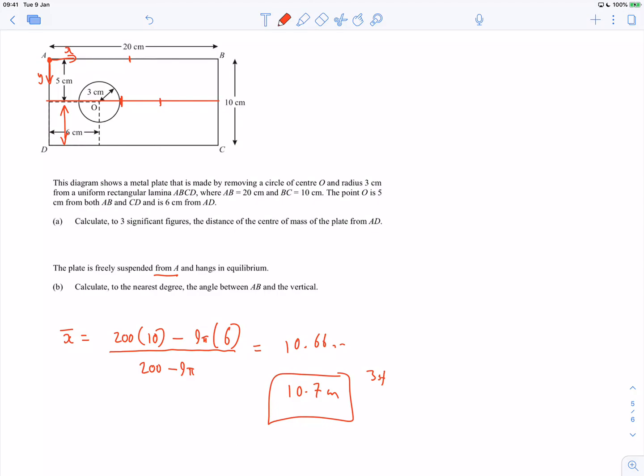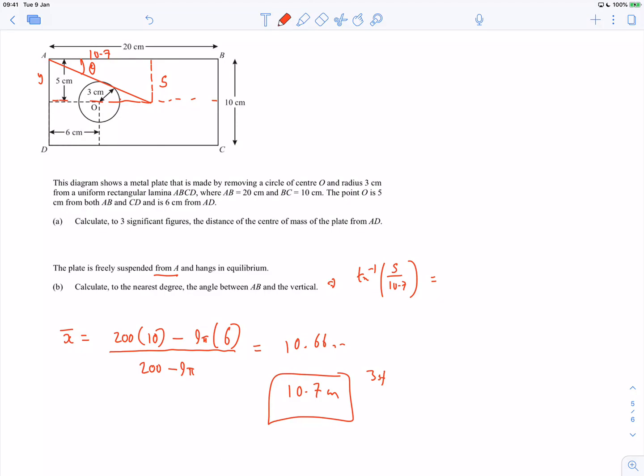Anyway, the plate is freely suspended from A and hangs in equilibrium. So if I get rid of all this stuff, say A, so it's going to go somewhere there. Calculate the nearest degree, the angle between AB and the vertical, so that one and the vertical. Okay, well I know this opposite height is 10.7. No. I know that is 5 because it's on this line that's midway, and I know this is 10.7. So all I need to do for this part is the inverse tan of the opposite, which is 5 over 10.7.